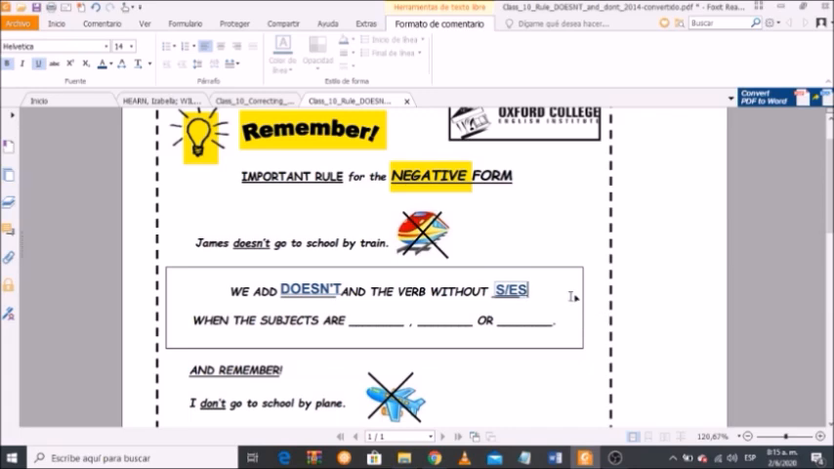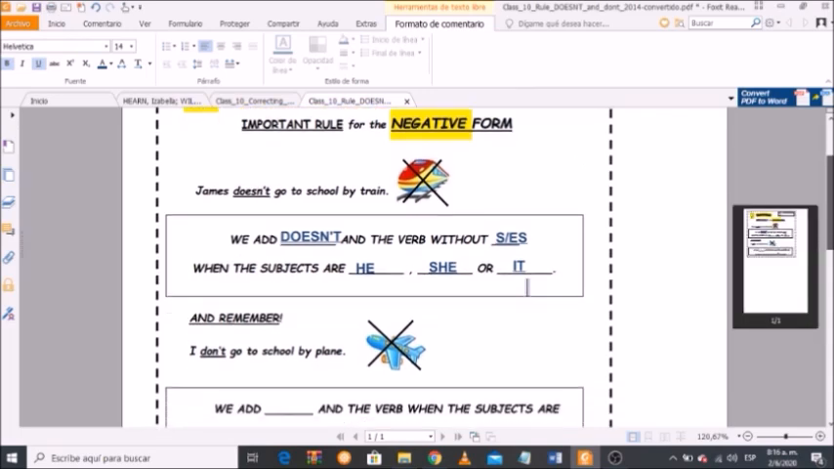When the subjects are, ¿y con qué sujetos vamos a usar la palabra doesn't? Si pensamos en la actividad anterior, we talked about James, we talked about Dakota, we talked about Kim. So? Okay, very good. We are going to use the word doesn't when the subjects are he, she, or it. Ok, entonces, cuando nuestros sujetos son he, she, or it, vamos a usar la palabra doesn't para armar oraciones negativas. Y recuerden que a nuestro verbo no se le agrega ni s ni es cuando la oración es negativa.